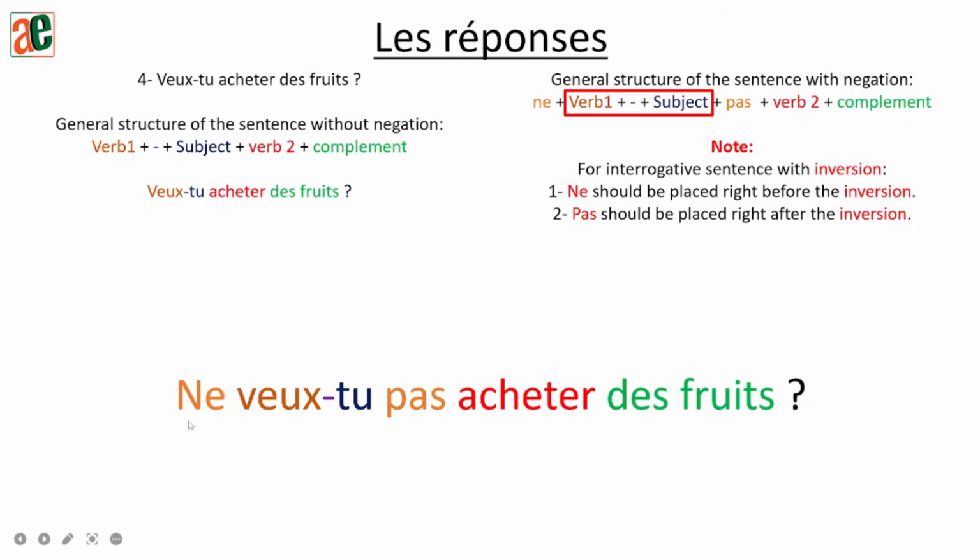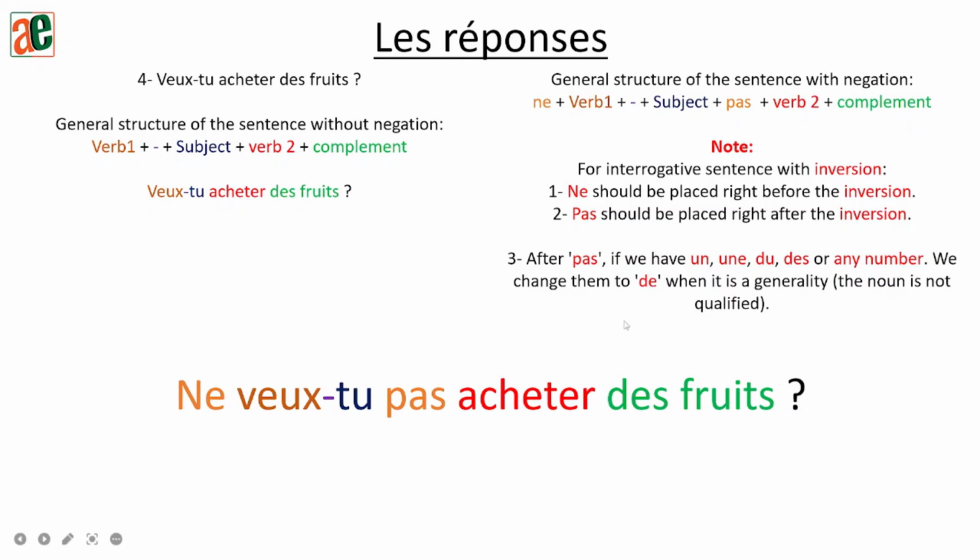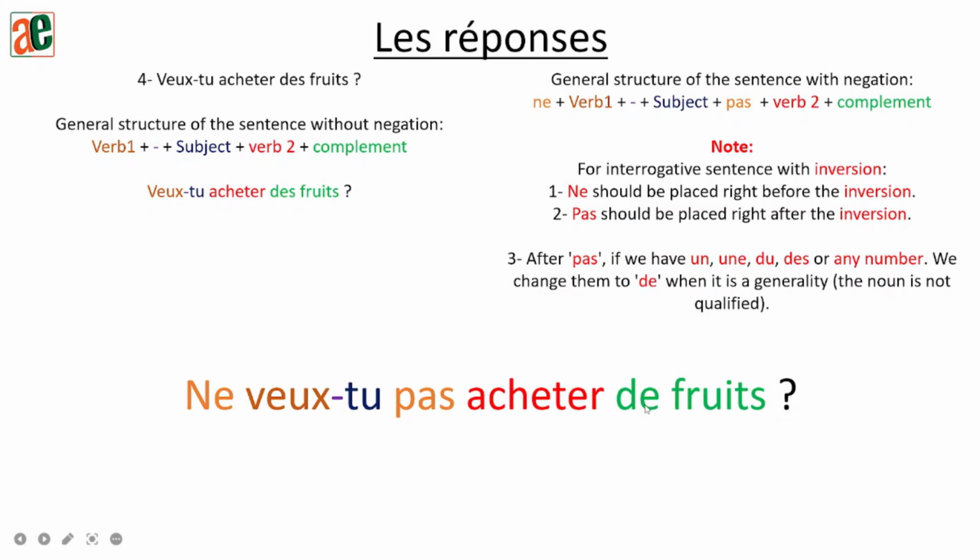So here I'm putting my ne before the block, then pas, then the remaining of the sentence. So, ne veux-tu pas acheter des fruits? Okay. Then again, after pas, if we have un, une, du, des, or any number, we change them to de when used to express a generality. Okay. So let's have a look. So I think here we are talking about this des. So we change it to de. So ne veux-tu pas acheter de fruits? Ne veux-tu pas acheter de fruits? Okay.